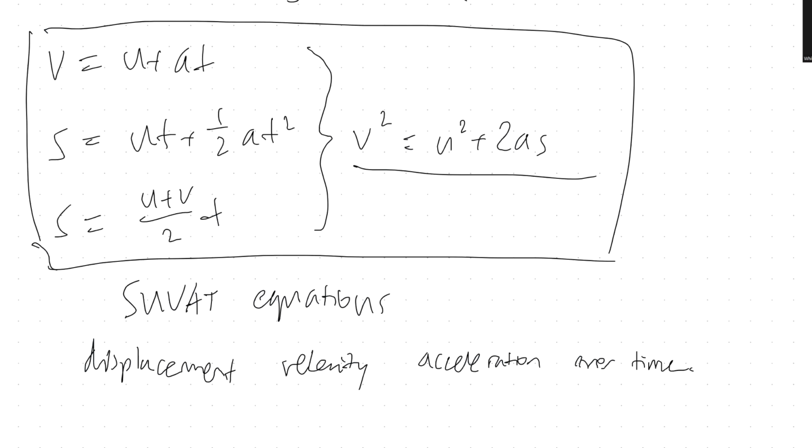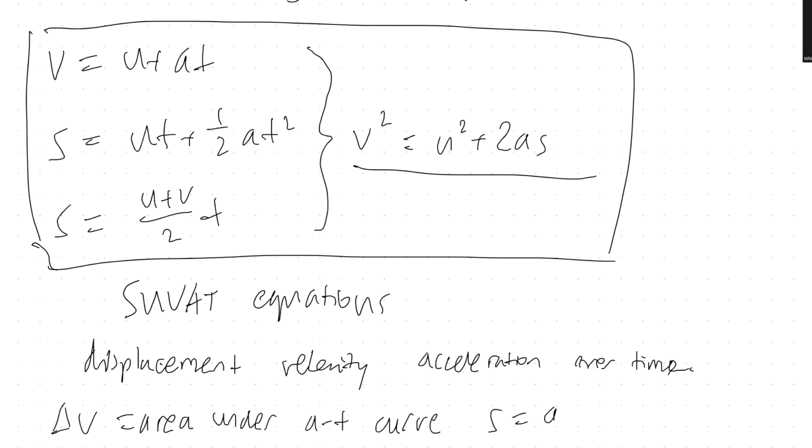And just to summarize again, we can derive all of these equations by considering the areas under the different curves, because you know that your change in velocity is the area under the acceleration time curve, and your displacement is your area under the velocity time curve.